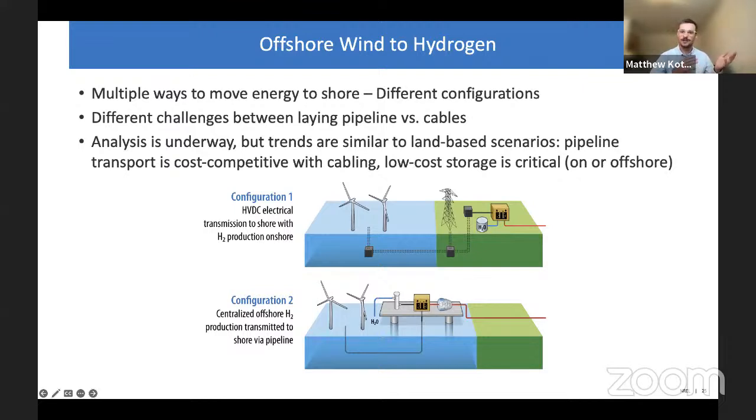So as mentioned, the analysis for this project is currently underway, but the trends right now do align with other scenarios where it seems that pipeline transport is more economically competitive when compared to cabling. And also the other component here is storage is crucial, both for offshore wind and land-based wind, and that storage component can have a really big impact on your end use value.